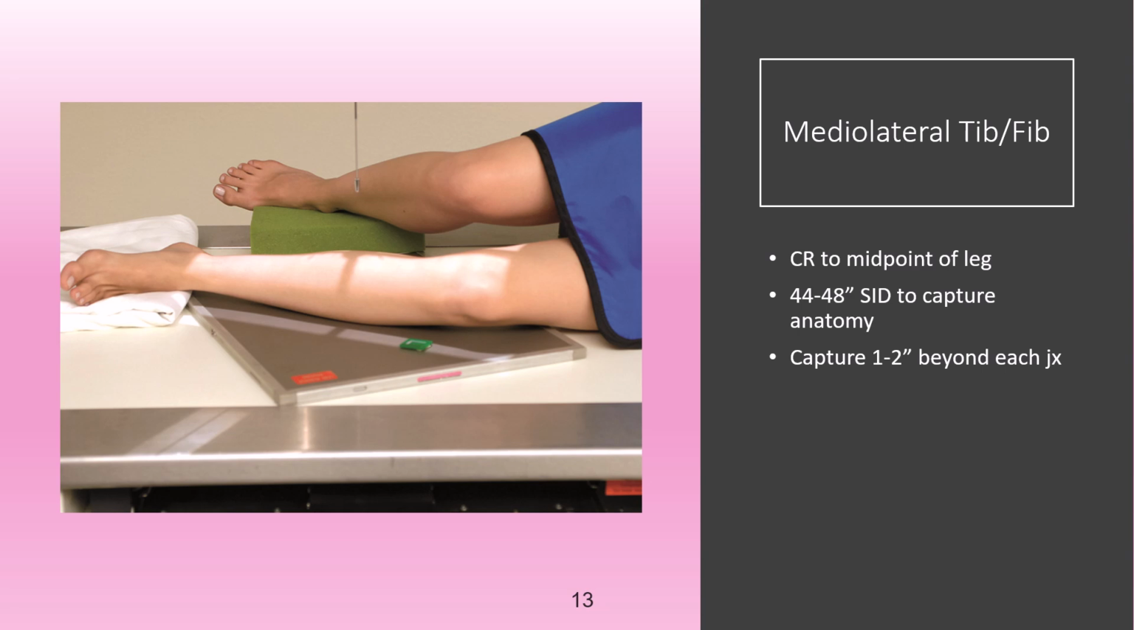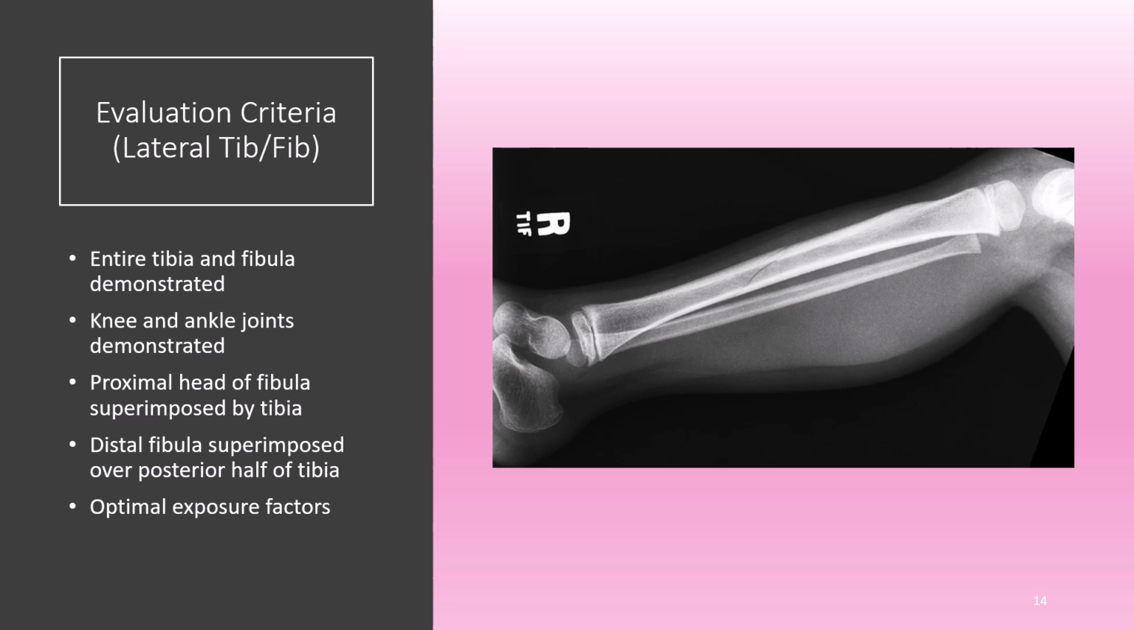If that image is done correctly, again, they will get the entire tibia and fibula demonstrated. The knee and the ankle joints will also be on there. The proximal head of the fibula is superimposed by the tibia, and the distal fibula is superimposed over the posterior half of the tibia. This is actually a really nice lateral tib-fib, and ideally this patient was not a trauma patient. So we'll talk about that next, even though we don't have the images to go with that.